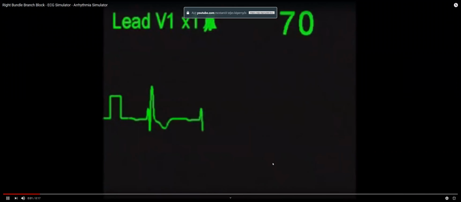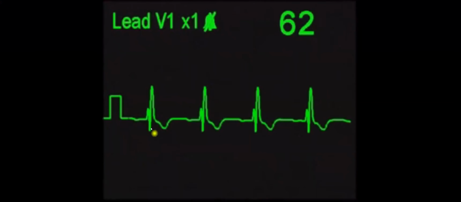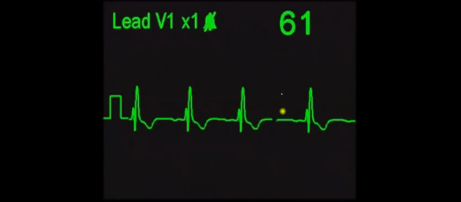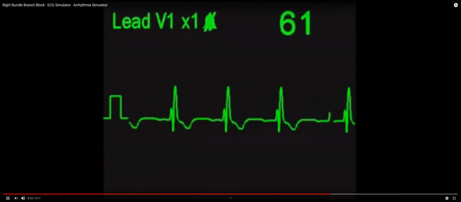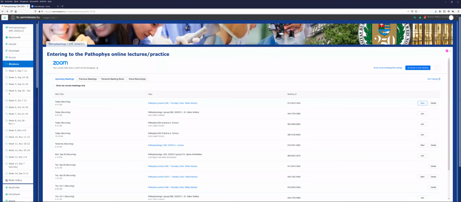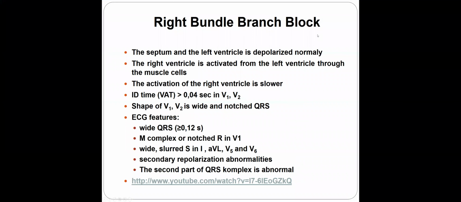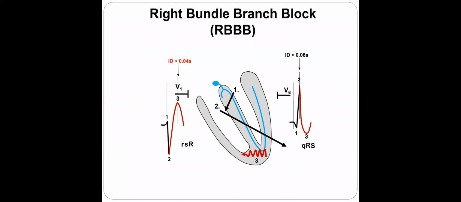Okay, this is the typical pattern in V1: RSR, or a notched R. Sometimes you don't see this RSR complex in V1, only a wide R wave in V1. But in V2, you see some notching as well. This is how you diagnose. So I would say that if you want to diagnose right bundle branch block, and you see that the QRS complex is wider, look at V1 and V6. Whenever you see the wide R wave, the block is there. That's it, period.